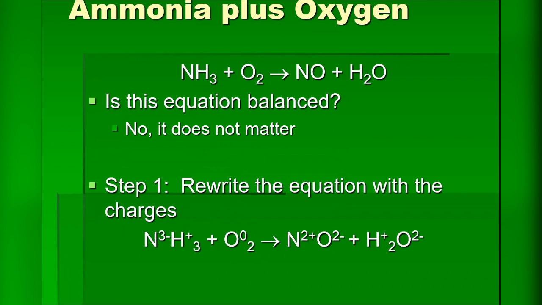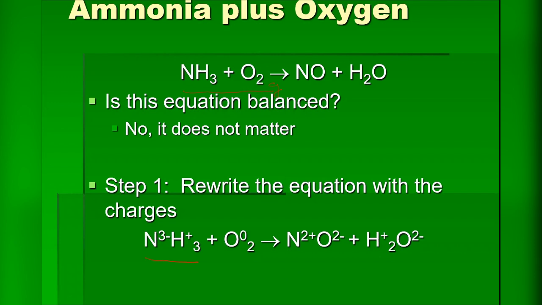NH3 plus O2 gives NO plus H2O. So ammonia is reacting with oxygen. Is the equation balanced? No. We don't have to balance anyway. Rewrite the equation with the charges. So N is minus 3, H is plus 1. O2, this is a gas, isolated, so this is 0.